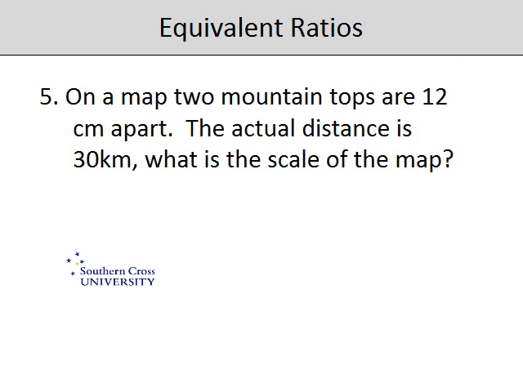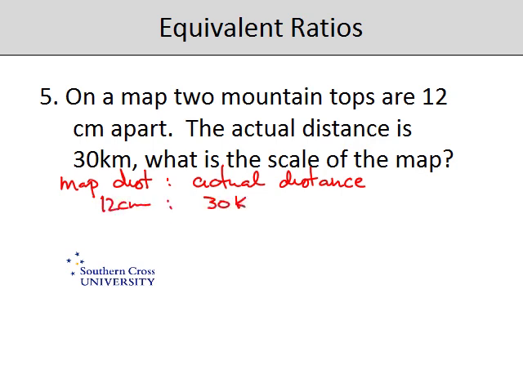Moving on to the next question, number 5. On a map, two mountain tops are 12 centimetres apart. The actual distance is 30 kilometres. What is the scale of the map? So we know that a scale on a map is map distance to actual distance. And we know that we're talking about the same quantity, but one's on a map and one's in real life. So this is 12 centimetres to 30 kilometres. Now the problem with this is it's not a scale at the moment because the units are different. It's not a ratio or a scale.